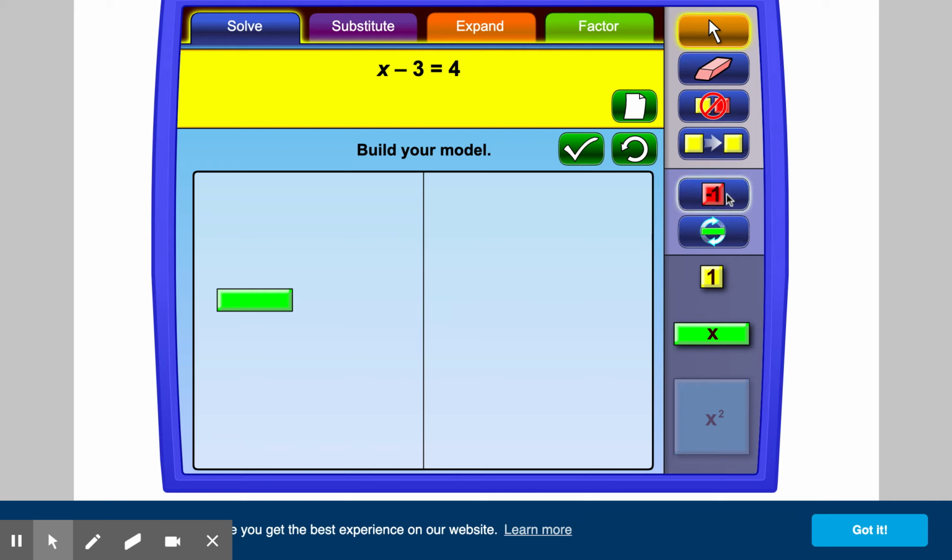So what I'm going to do is click this button. Now they're red. That means negative. So I'm going to add 1, 2, 3 -1 tiles. And that represents that -3. Then I'm going to switch back to my positive tiles and I'm going to put 4 of them there. Okay? From there, what we're going to do is I'm going to actually solve.